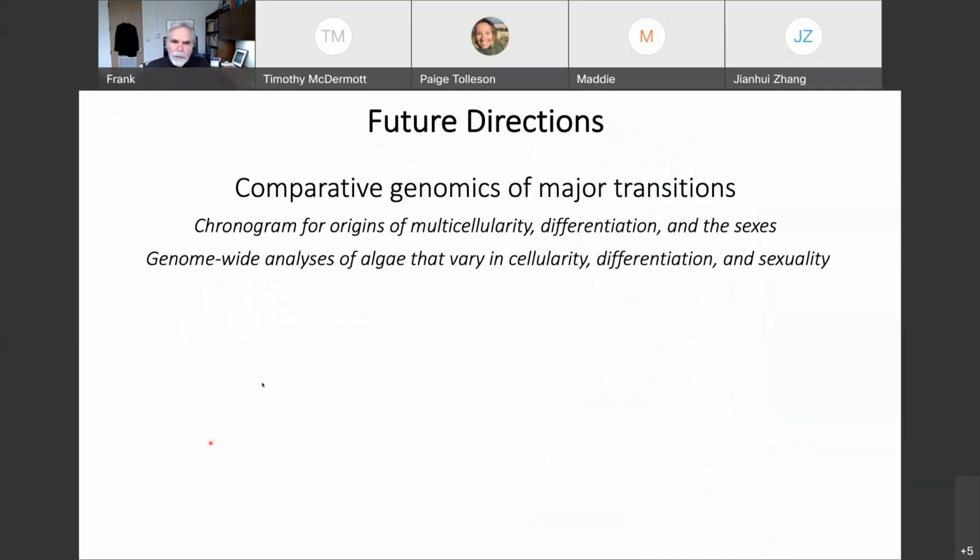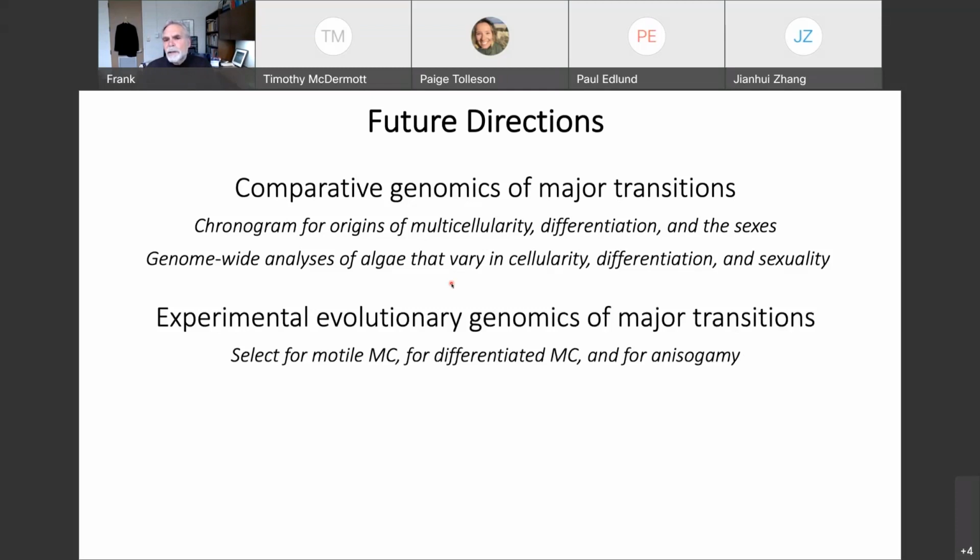So Ross is in the process of working with Andy Knoll at Harvard and building up a chronogram for the origins of multicellularity, differentiation, and the sexes. And also, the ultimate objective is to do ancestral state reconstruction with a much improved phylogeny that is also calibrated in the fossil record. There have been a number of new fossils that have come to light across the plant kingdom that can be used to inform and better calibrate this than the time tree that Matt produced back in 2009.